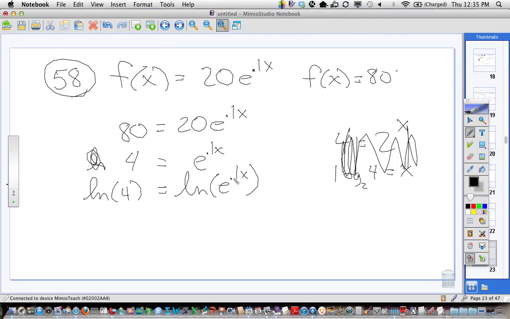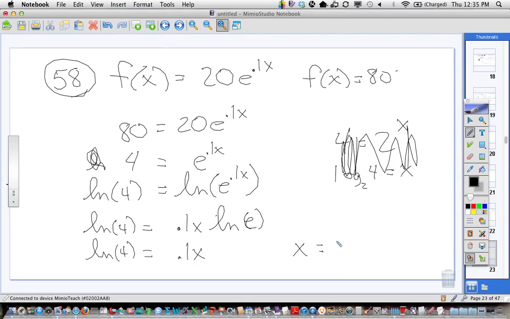All right, so over here we have ln 4. Now we've got this power which we can bring down in front, right? So 0.1x times ln e. Over here we got ln 4. What's ln e? 1. 0.1x times 1 is 0.1x. So 0.1x equals ln 4. Divide by 0.1, what's that? That's the same as dividing by 1/10, which is the same as multiplying by 10. So 10 ln 4.